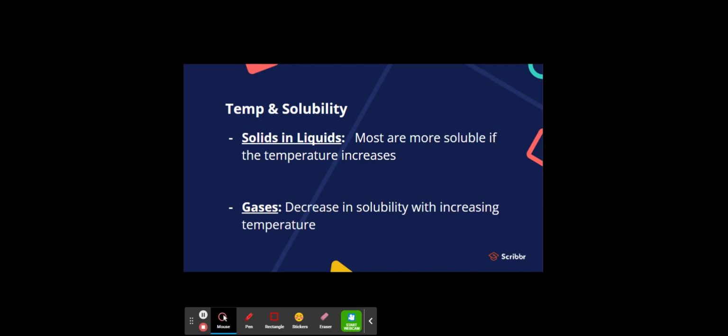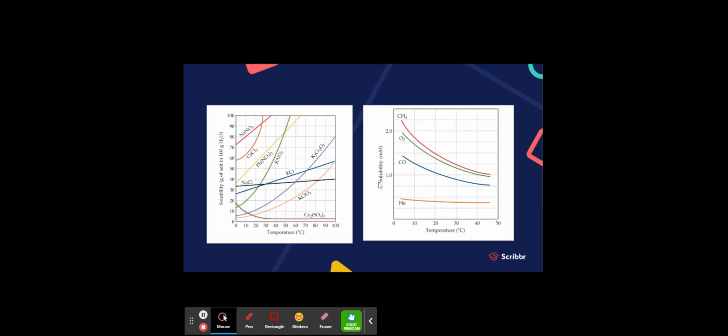For solids and liquids, most are more soluble if the temperature increases. Gases are the opposite. They decrease in solubility with increasing temperature. So here are two graphs to see that. The first one on the left shows solids and liquids. All of them except cesium sulfate, as temperature goes up, solubility increases. Whereas it's the opposite for gases. As temperature increases, solubility decreases, which is what the graph on the right is showing.